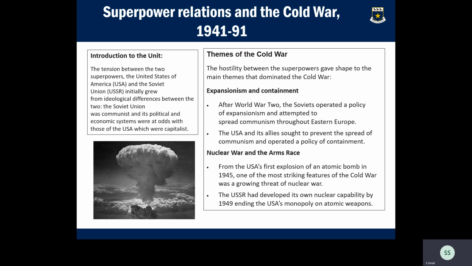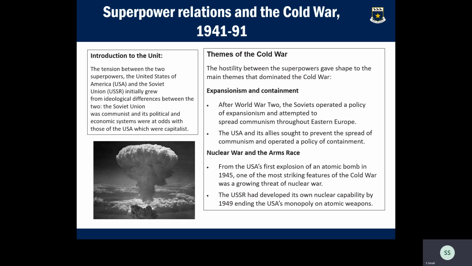The third topic we look at is superpower relations. So we're looking at the difference between communism and capitalism, the impact this Cold War had on countries globally. We look at the different conferences and how the relationship between the USSR and the USA improved or when they were at the most hostile.